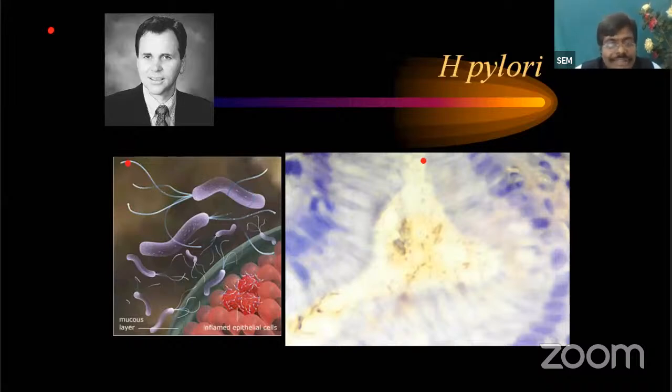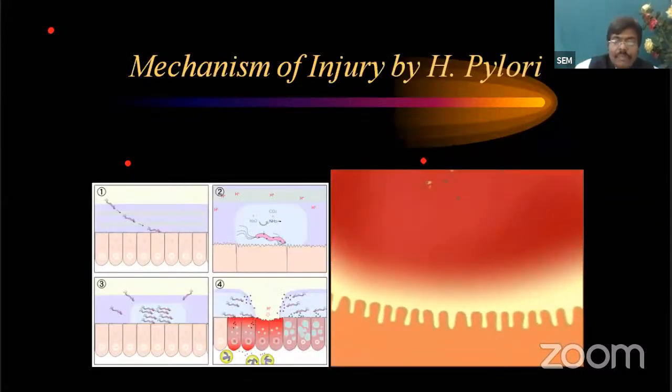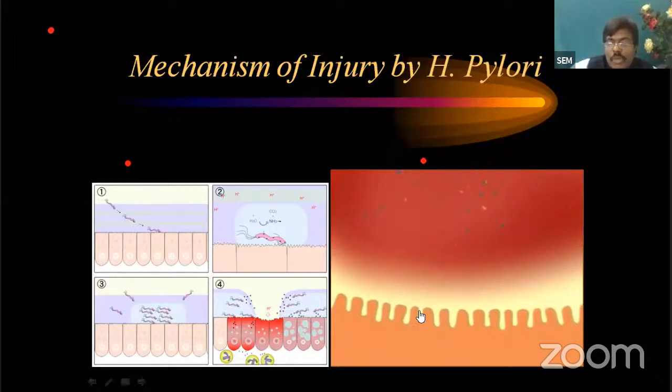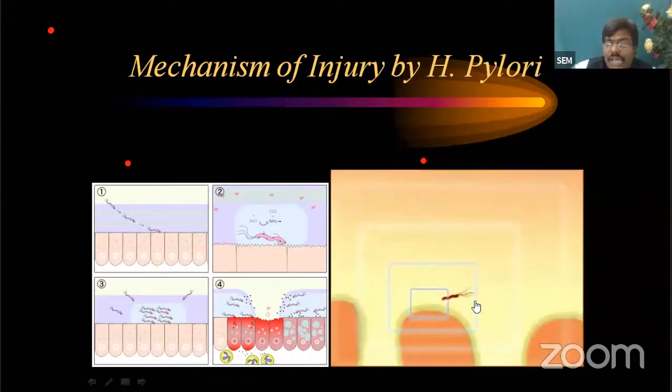This is an Australian guy, okay? So Marshall and Robin Warren, both of them actually identified and described this organism. It is a small miniature version of your stomach with its rugal folds and the parietal cells. So you see this acid in the stomach, but all these organisms are able to thrive. How are they able to thrive, these organisms?